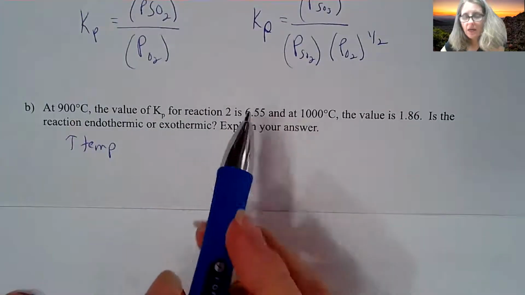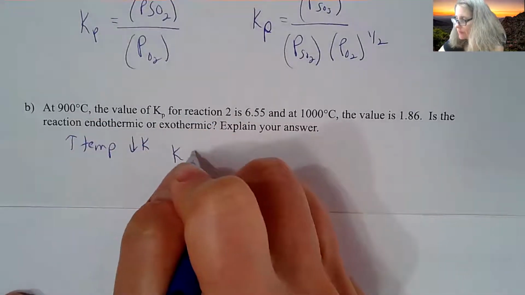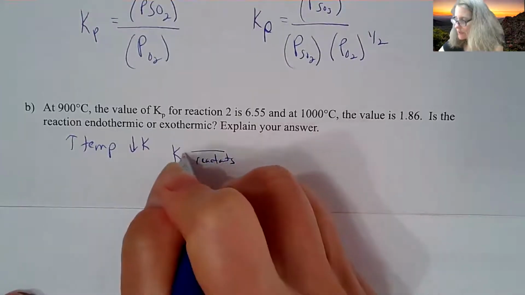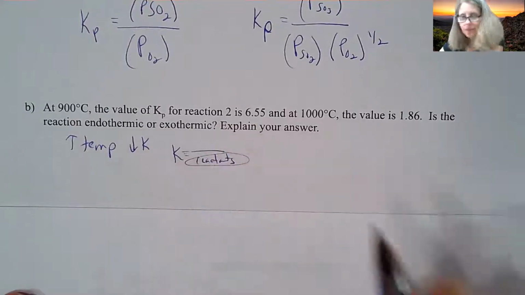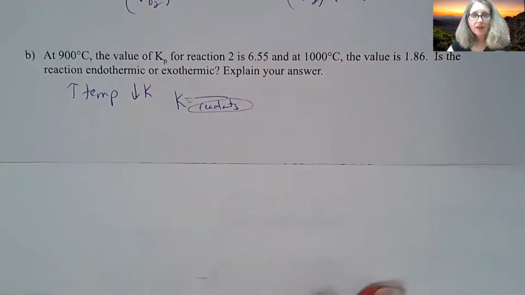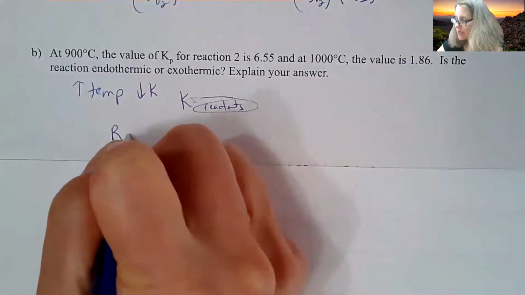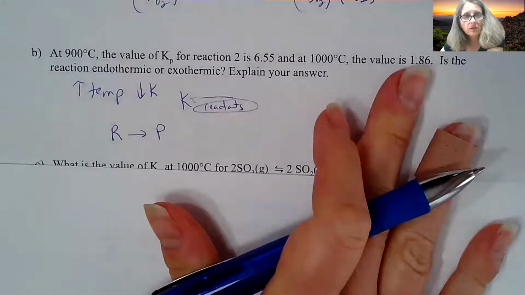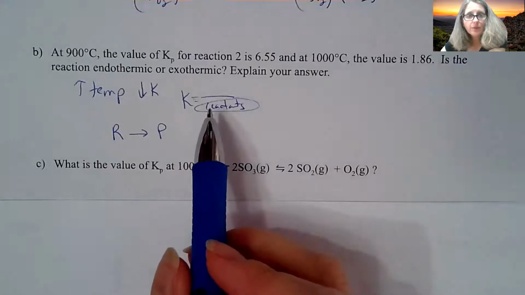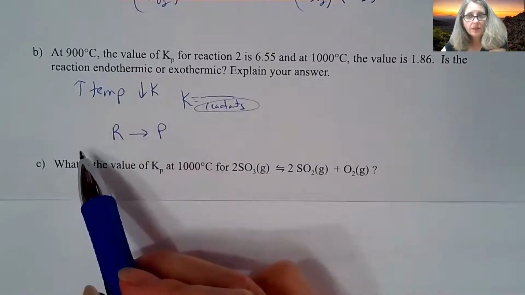to 1,000, my K is going down. If your K is going down, that means your reactants are increasing. So this bottom number is getting bigger because the K is getting smaller. Understanding the math behind it might help you. If I have my second reaction, reactants going to products, just to simplify it a little bit, and I am producing more reactants, that means it's going towards the left.